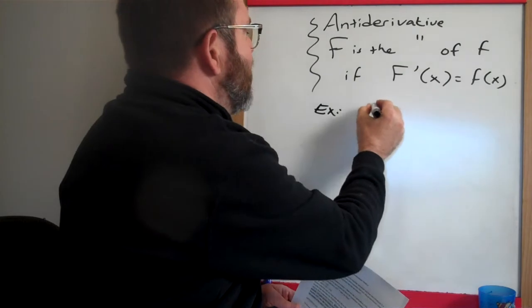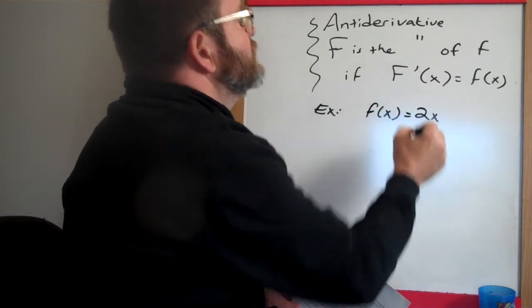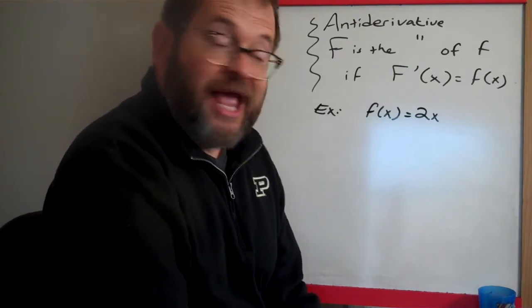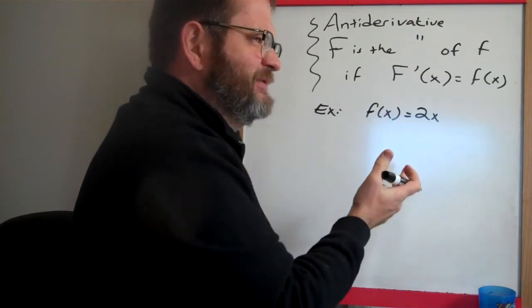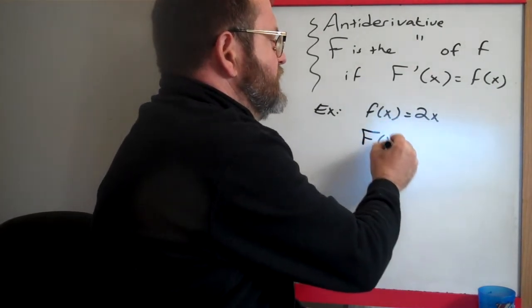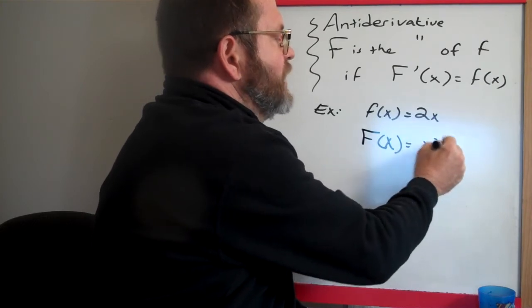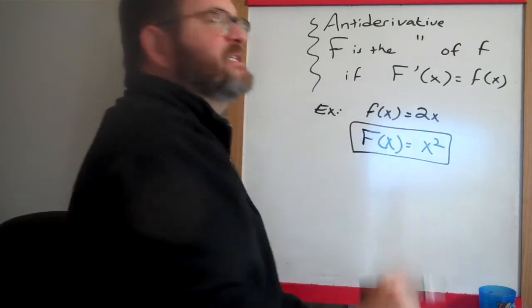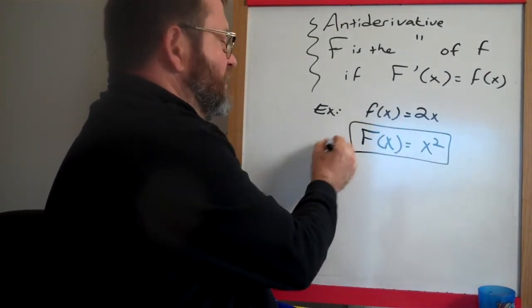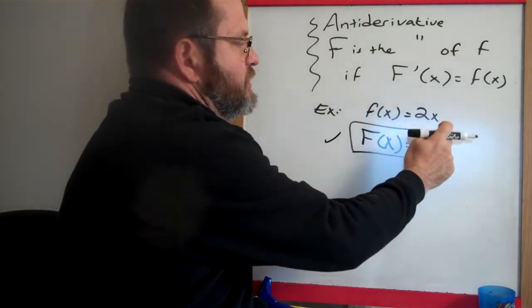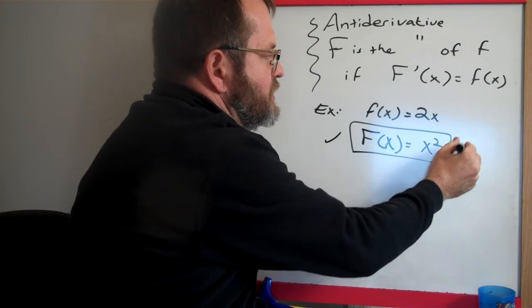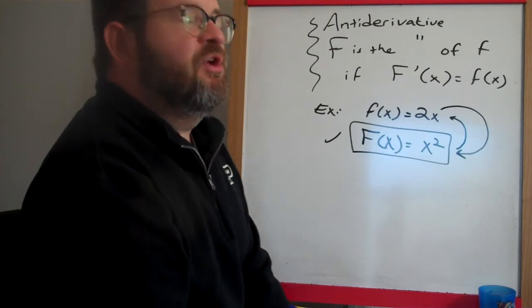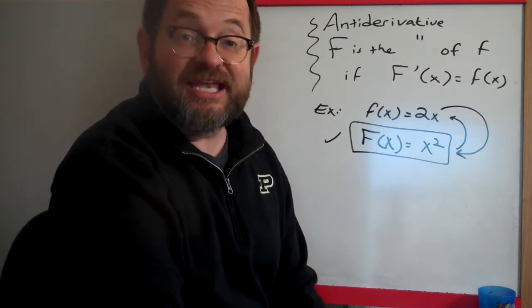If you have some function f of x equals 2x, what is its antiderivative? In other words, what function has this as its derivative? Well, we've done derivatives of things that involve powers enough times to know that the derivative of x squared will be 2x. So this is an antiderivative of this. So here's our answer. The derivative of this is this, so the antiderivative of this is this. And I should not say the antiderivative, I should say an antiderivative of it.